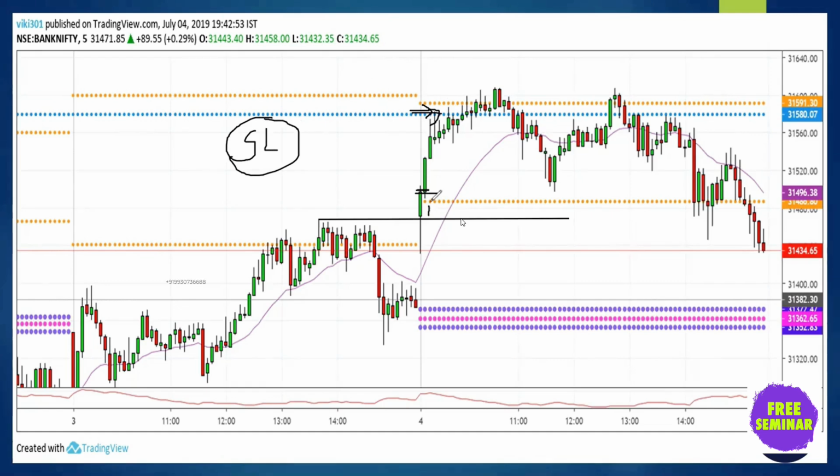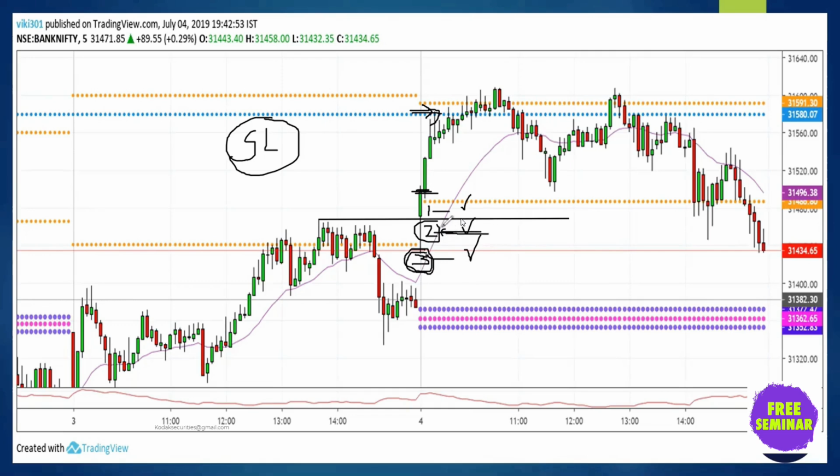Number 1, below this pivot. Number 2 option, below the previous day high. Number 3 option, below the entry candle. Number 1, number 2, number 3. When I asked this question earlier to my other students, most of the people were saying number 3. But if you ask me, my answer will be this, number 2.